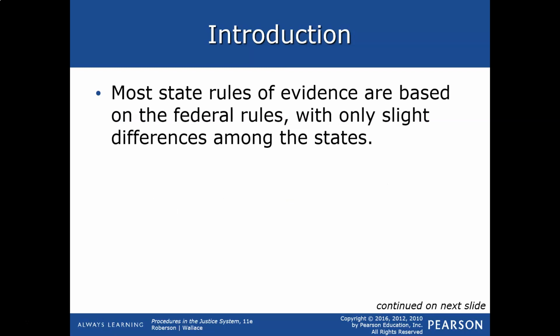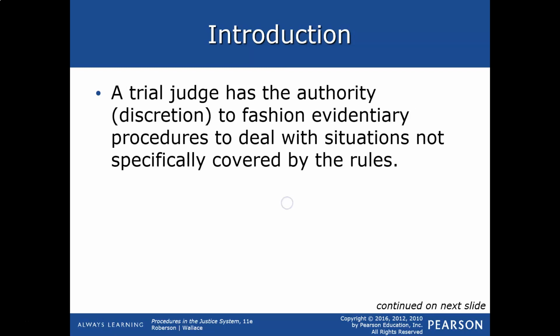Most states' rules of evidence are based on federal rules, but every state has different laws. A trial judge has discretion to make decisions. If that really thick book of rules of evidence does not address whatever crazy issue is coming up in the court that day, the judge has discretion to make a decision, make a judgment call.